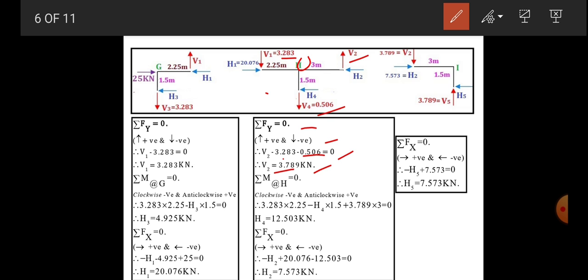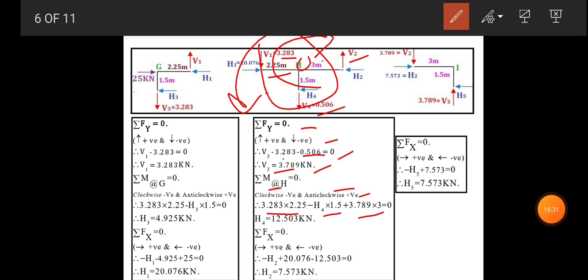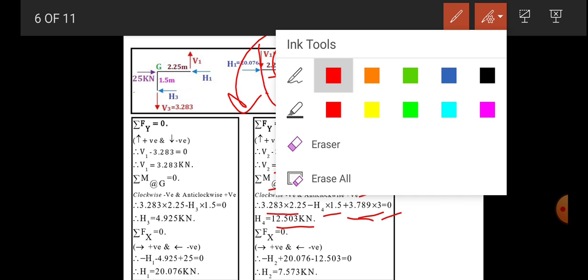Take moment about H. Our sign convention is clockwise minus and anti-clockwise positive. So the 3.283 will rotate in an anti-clockwise sense, and the lever arm is 2.25. The next is H4, it will rotate in a clockwise sense, so H4 into 1.5. Next is V2 into 3, but we know the V2 value, 3.789 into 3, is equal to 0, so it becomes H4 is equal to 12.503 kilonewton.